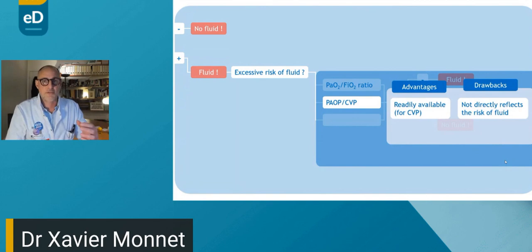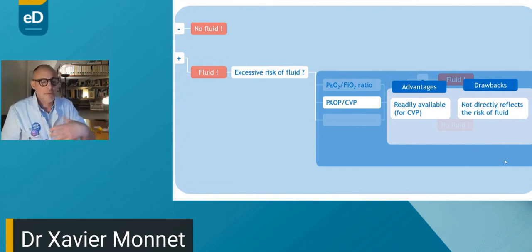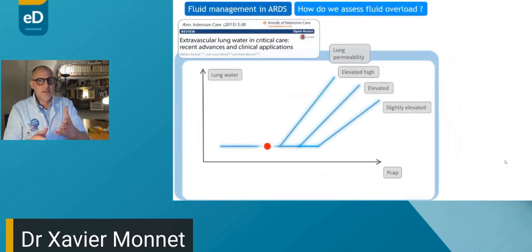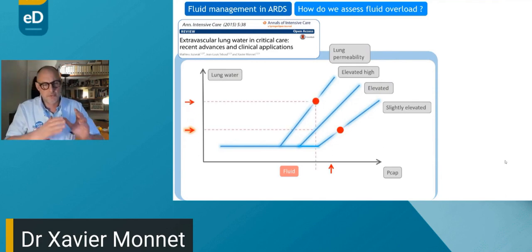PAOP with a PA catheter or CVP, which is an indirect estimation, might be interesting because they give you the hydrostatic pressure inside the vessels. But again, it's an indirect assessment of the risk of fluid, because if you go back to the very basic physiology, the relationship between lung edema and the pulmonary capillary pressure, you agree that when you give fluid above a given threshold, lung water, lung edema increases.